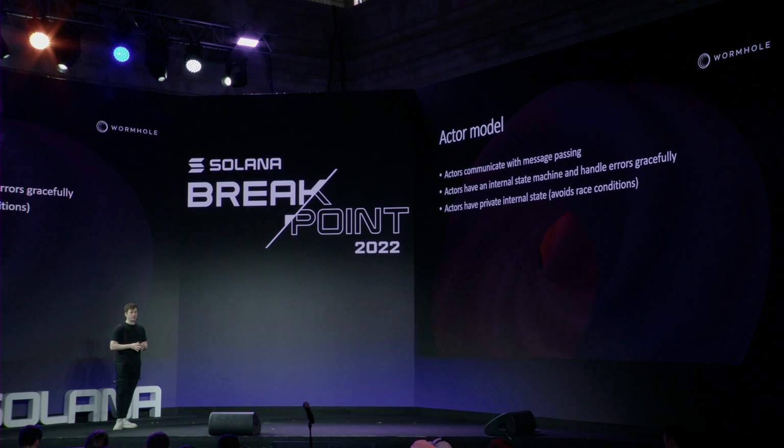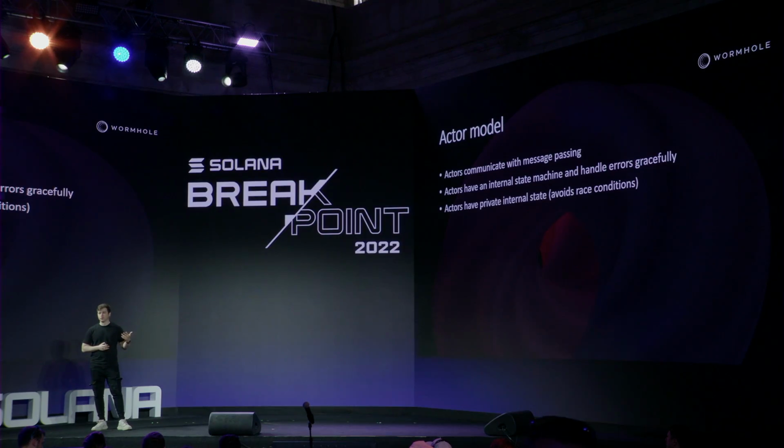So a good way to think about structuring a cross-chain application is that the components are structured as actors, which then communicate with message passing. Actors have internal state that's private to them, and they handle errors gracefully. So a programming language, for example, that has an actor model built in is Erlang or Elixir, and these programming languages have proven to be very scalable in a highly distributed environment, which is exactly the use case that cross-chain application development takes place in.